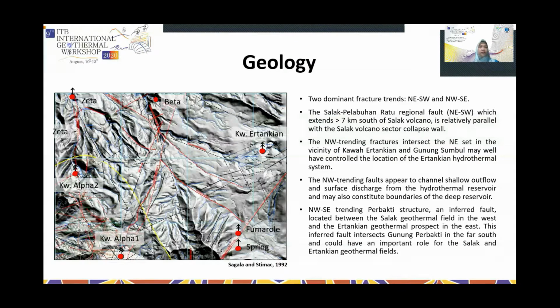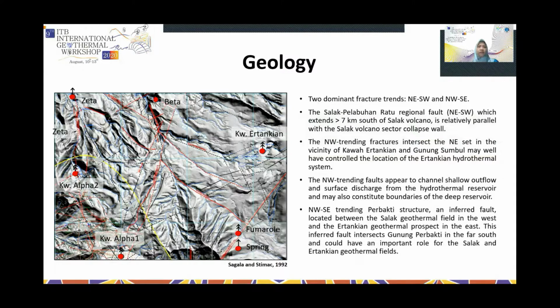The northwest trending fractures intersect the northeast set in the vicinity of Kawah Ertankian. This structural intersection may well have controlled the location of the Ertankian hydrothermal system. The northwest trending faults appear to channel shallow outflow and surface discharge from the hydrothermal reservoir and may also constitute boundaries of the deep reservoir.